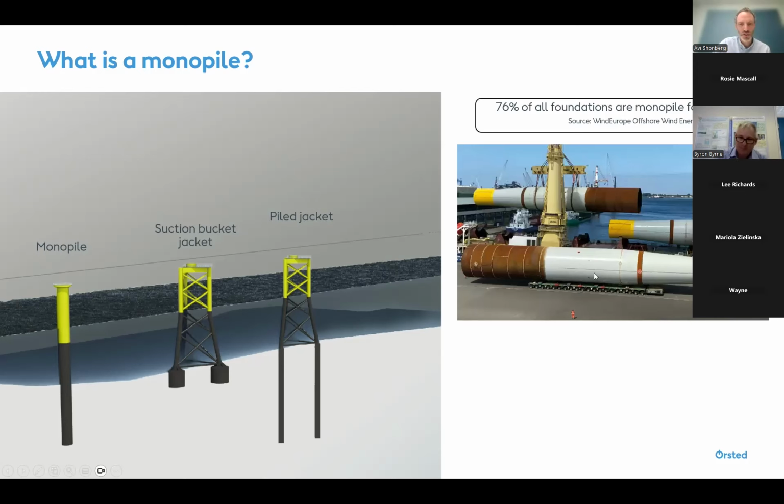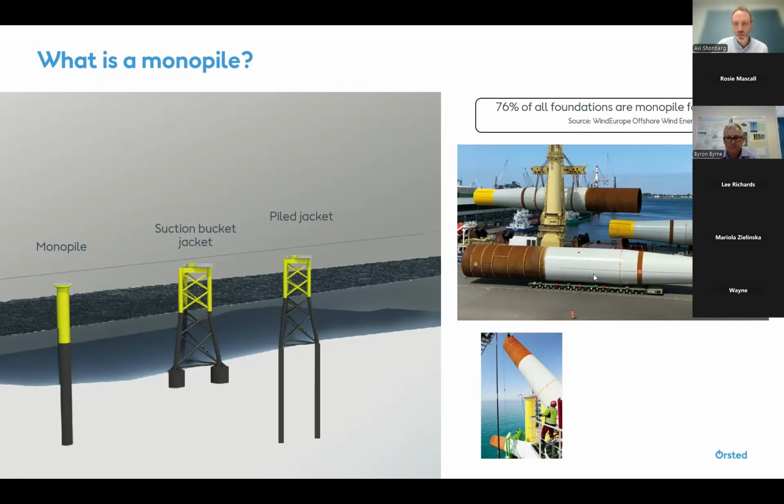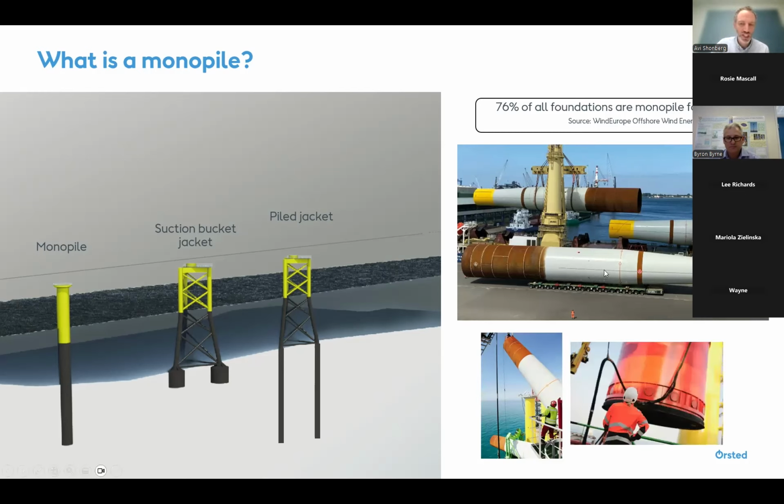So what do they look like? They look like this these days. Very long, very large. And as I mentioned before, they're relatively easy, large tubes, but relatively big and easy to move around. And we install them using a large hammer. So very simple. You lift these piles up, put them down to the seabed and hammer them in.